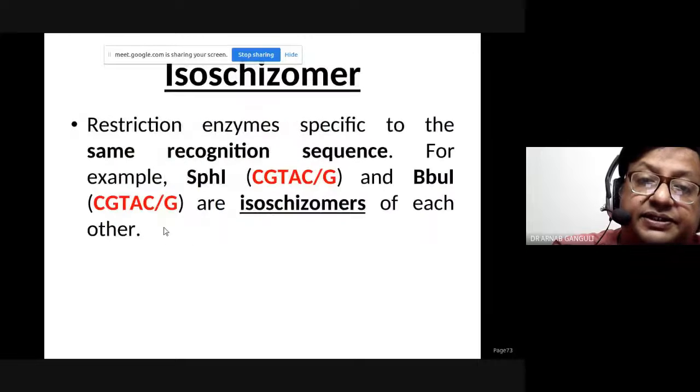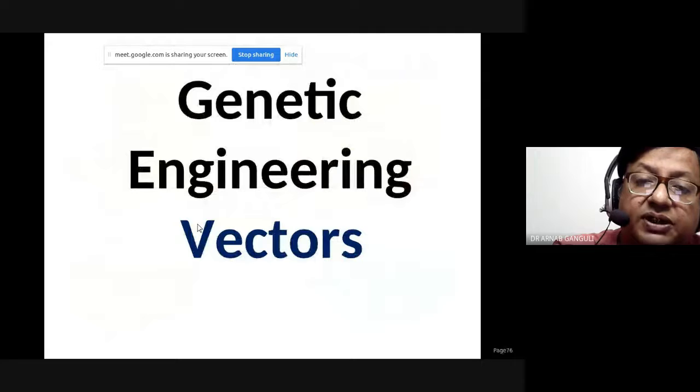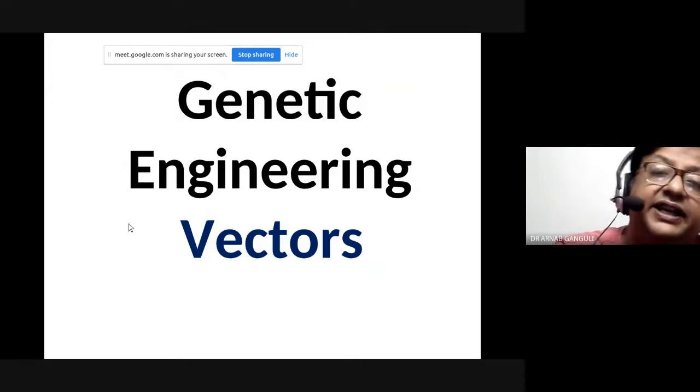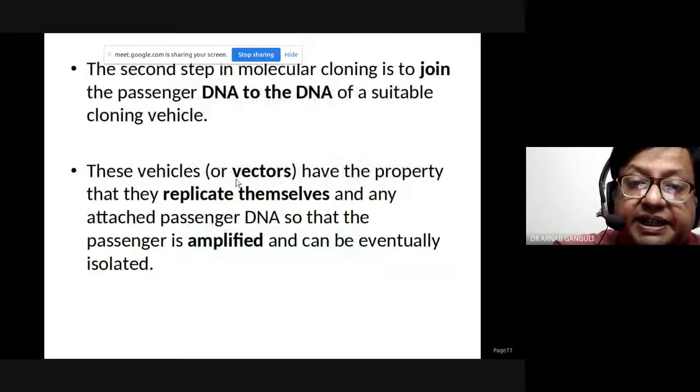So these are some restriction enzymes. We will talk about these later. In the next class, we will talk about genetic engineering vectors. This I will take in your classroom. We will talk about vectors, plasmid DNAs.